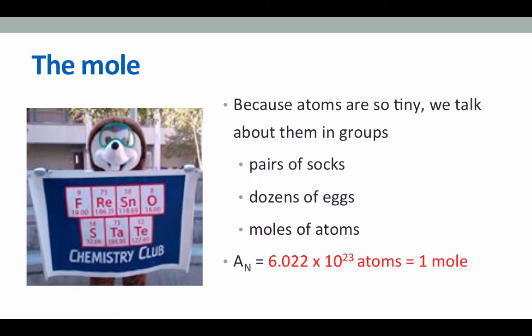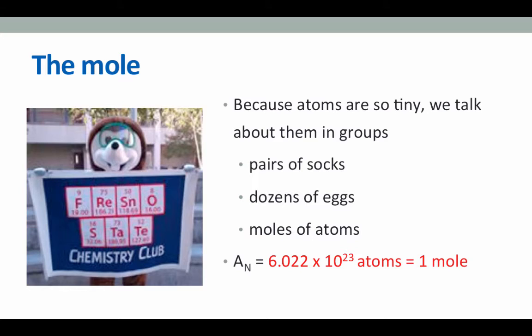So just like you might tell me how many pairs of socks are in your sock drawer, or measure the number of donuts or eggs or muffins by the dozen, we talk about atoms in terms of the mole. And so you all know that a pair of socks includes 2 individual socks, and that a dozen eggs is 12 eggs. Well, a mole of atoms is simply 6.022 times 10 to the 23 atoms.